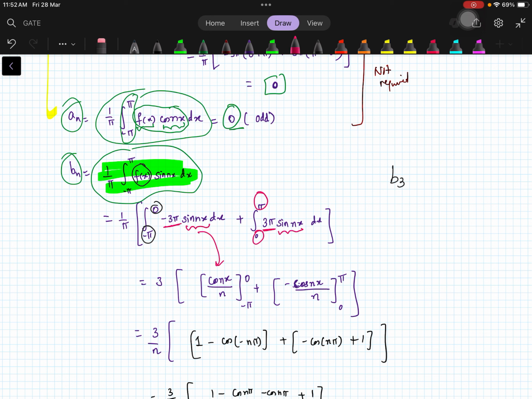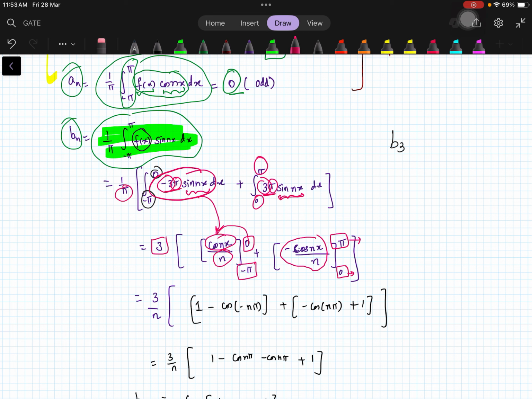Now this is a simple integration, so I'll write like this, because this pi is here, this pi is here, and there is a pi outside, it cancels. I bring this 3 common, here I write it, and then the integration of minus sin nx is going to be cos nx upon n, and the limits of integration are lower limit is minus pi and the upper limit is 0. And here the integration of sin nx is going to be minus cos nx upon n, and the integration limits are 0 to pi. 0 is the lower limit and pi is the upper limit, right.